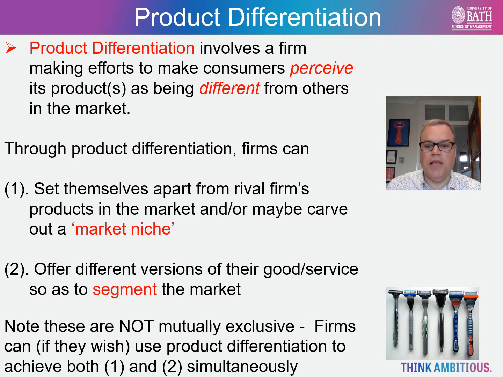Similarly, with Gillette razor blades, you can purchase a basic version with 1 blade, or the more expensive Mach 3 Power Glide, which has 5 blades. In each case, what the firm is trying to do is to cater for different consumer types, i.e., it is trying to segment the market.